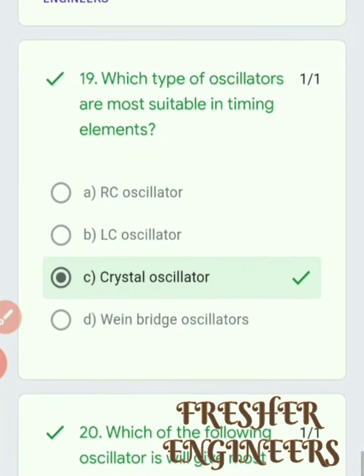Which of the following oscillators will give most stable output oscillation frequency? That is also crystal oscillators. Hence, the correct option is D.